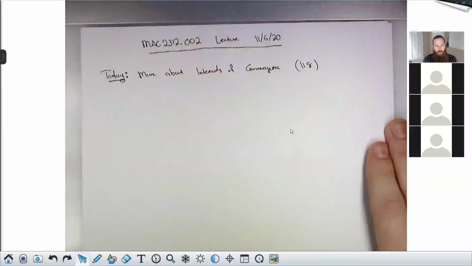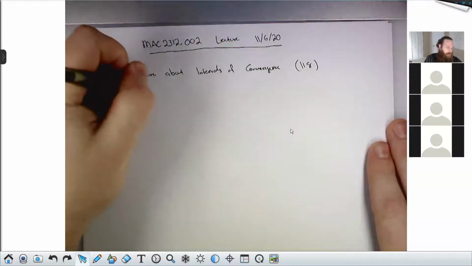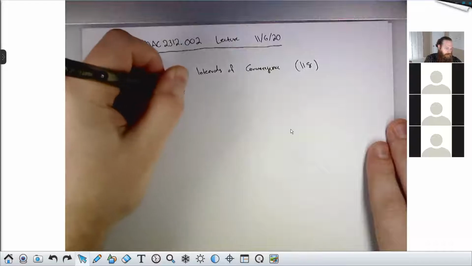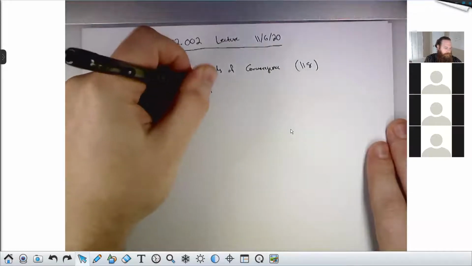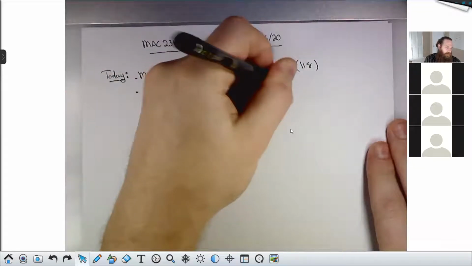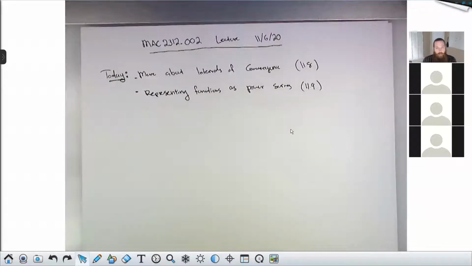So today we're going to talk a little bit more about intervals of convergence, which is a topic from section 11.8. And we're also going to talk about representing functions as power series, which is 11.9. Now the 11.9 material I'm splitting up. It's not all going to be done this week. The easy parts of 11.9 will be done this week. The rest of 11.9 will be done next week, along with Taylor's theorem. Those things just go together better.